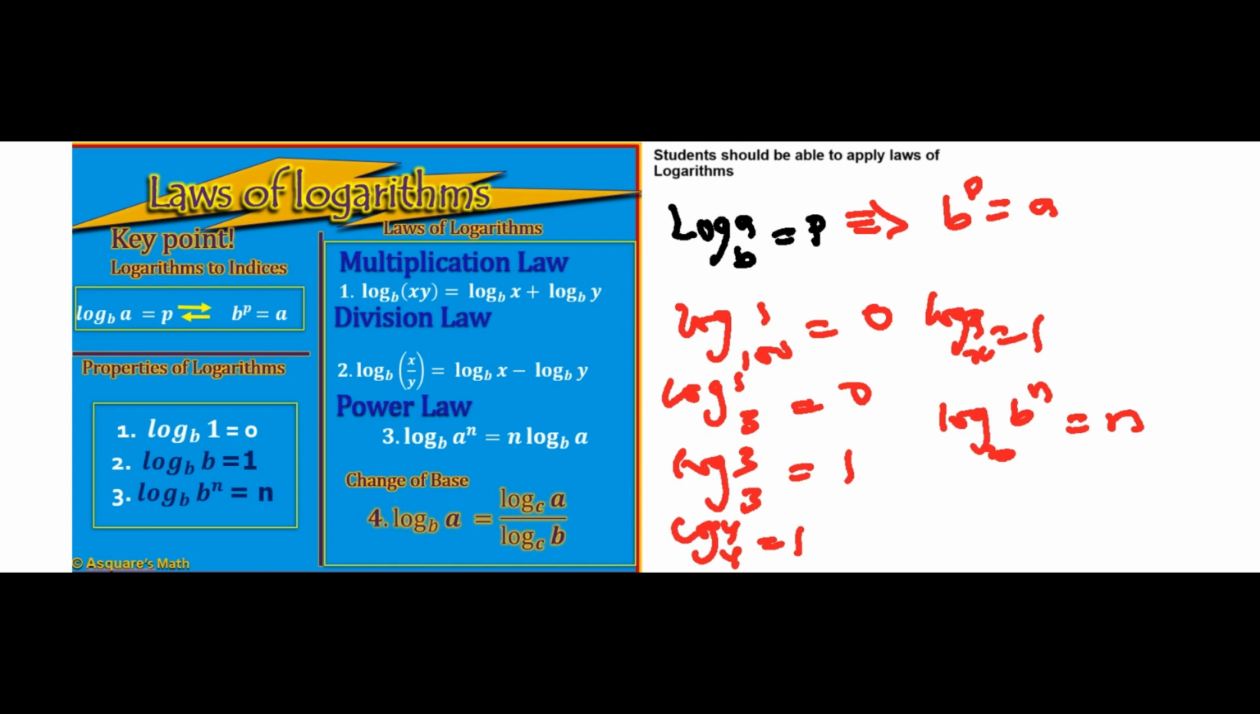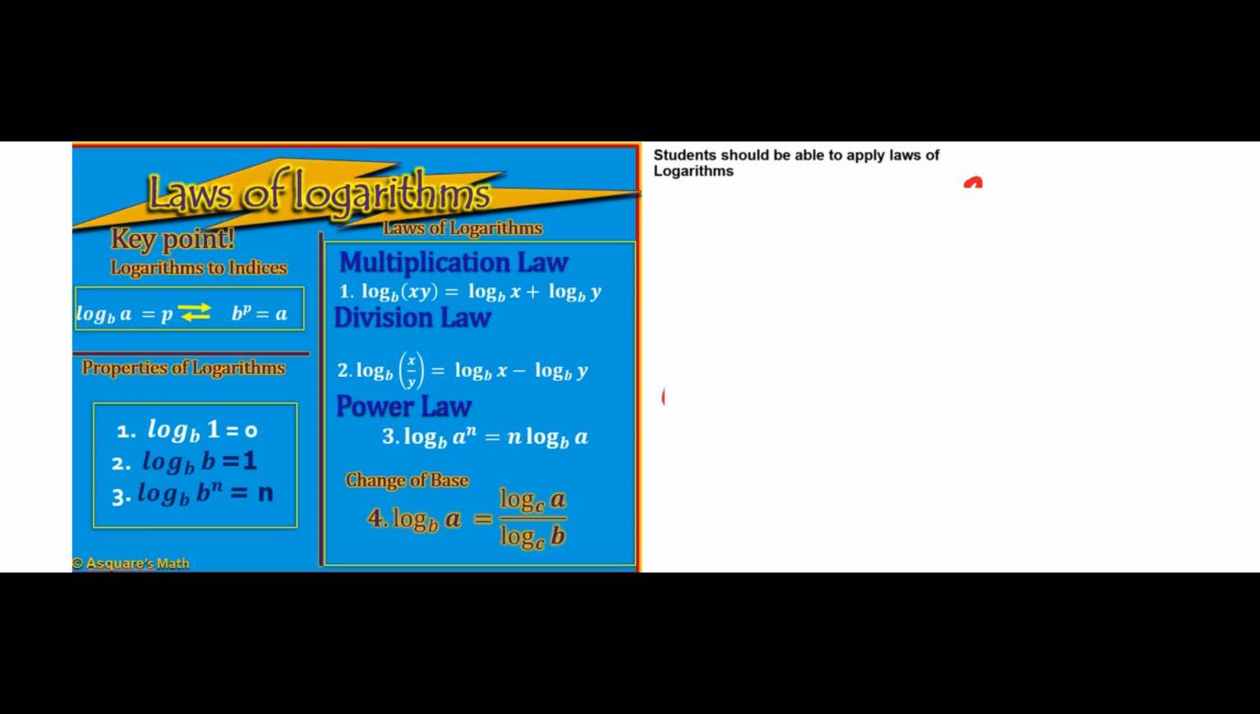All right, let's go to the laws. I told you we have just 3 of them. Yes, just 3 of them. We have what they call the multiplication law.